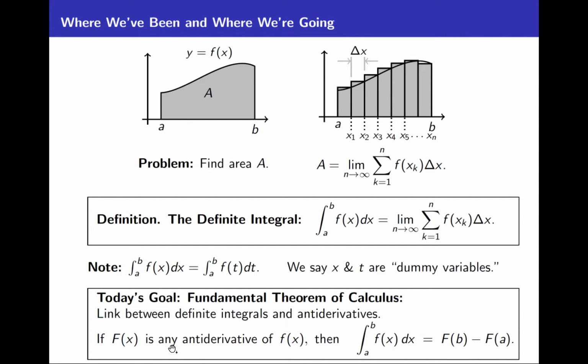It gives you a way of finding the definite integral without evaluating a limit. It states that if big F of x is any antiderivative of little f of x, then the definite integral from a to b of f of x dx is simply big F of b minus big F of a. In other words, to find the definite integral, rather than evaluating this limit, you find an antiderivative big F of little f, you plug in b, and you subtract off what you get when you plug in a.